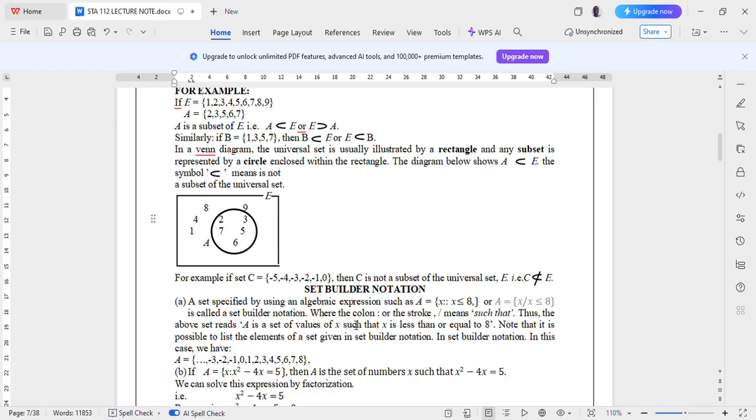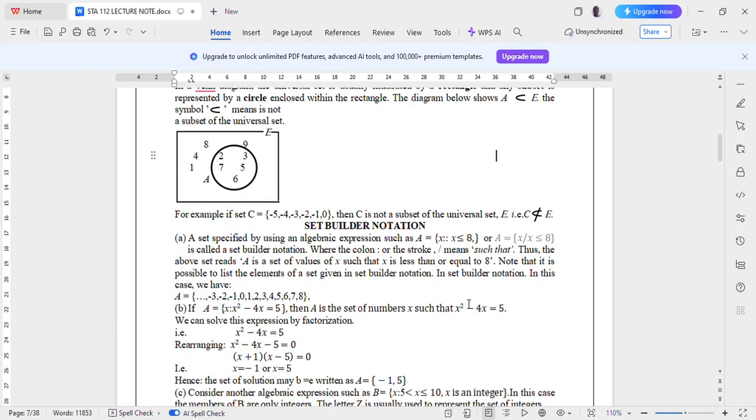Now, set builder notation. I mentioned it before, when we were talking about how to describe sets. A set is specified by using an algebraic expression such as this: x, where this colon represents such that, or this forward slash. In mathematics, they stand for such that. So x is less than or equal to 8. It is called set builder notation, where the colon or the stroke means such that.